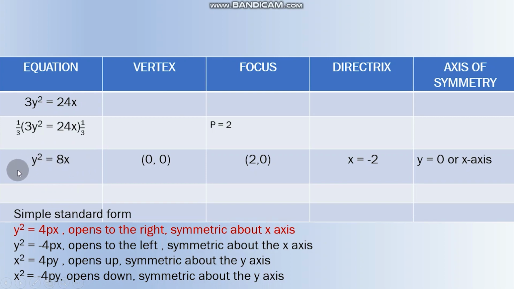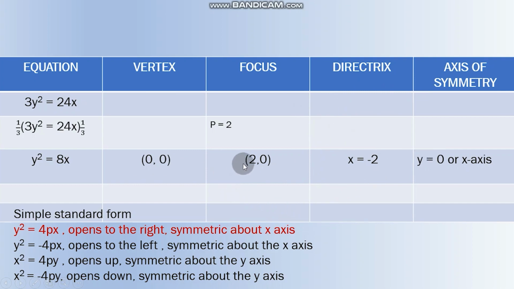Now, we can compare it with y squared is equal to 4px, and it is similar since it is positive. It opens to the right and is symmetric about the x-axis. Take note, there is no plus or minus beside it. Since it is still in simple standard form, its vertex is still 0, 0. So, working from there, let's say this is our vertex at 0, 0. The parabola opens to the right.